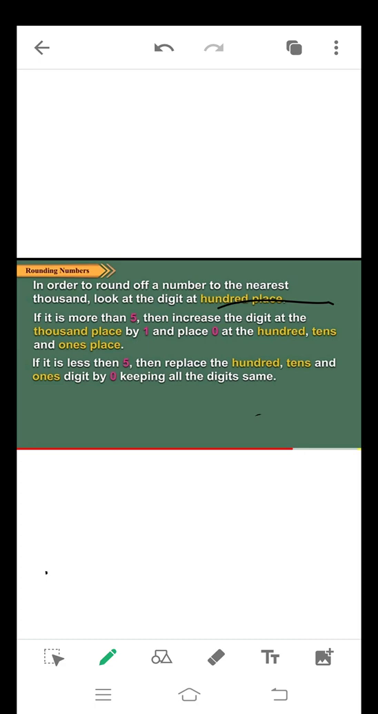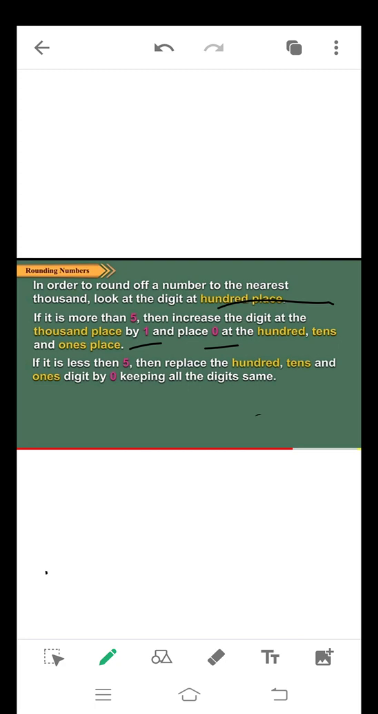If it is more than or equal to 5, then increase the digit at the 1000 place by 1 and place 0 at the 100, tens and ones place. अगर हमारी 100 प्लेस वाली डिजिट इक्वल टू और ग्रेटर देन 5 होती है तो हम 1000 प्लेस में 1 इंक्रीज कर देते हैं और वंस टेंस 100 प्लेस को 0 से रिप्लेस कर देते हैं.